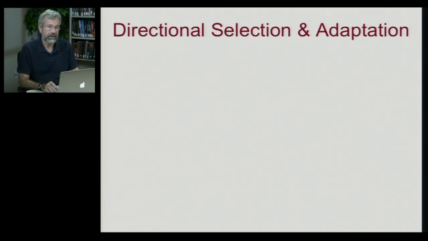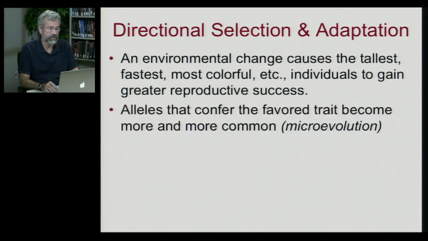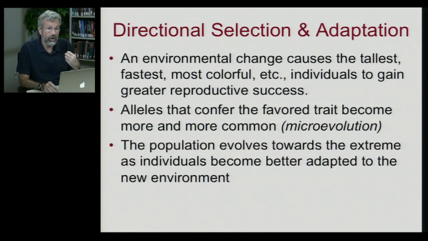Easiest way to think about it is in terms of directional selection, which is fundamental for adaptation. So if we have an environmental change, this can favor taller individuals, faster individuals, more colorful, so that they gain greater reproductive success. And the alleles that code for that favored trait become more and more common. So this we've already seen in terms of microevolution. But we want to see how the population will evolve towards an extreme through a much longer time period. And so individuals will eventually become far better adapted to their new environment.